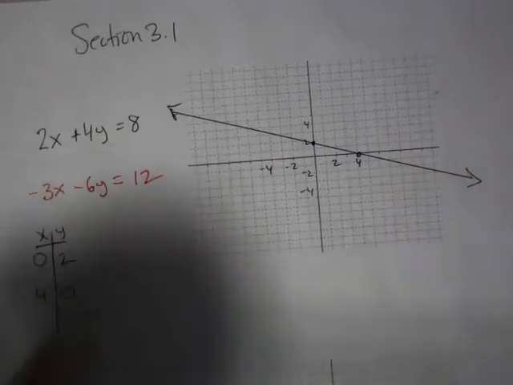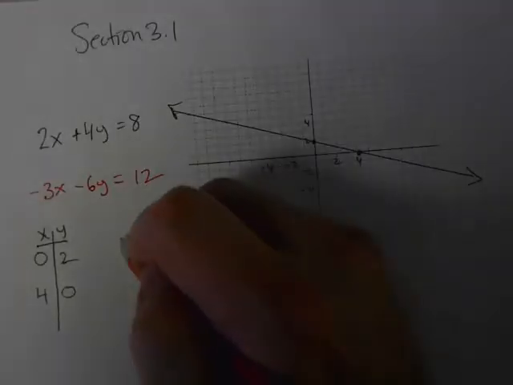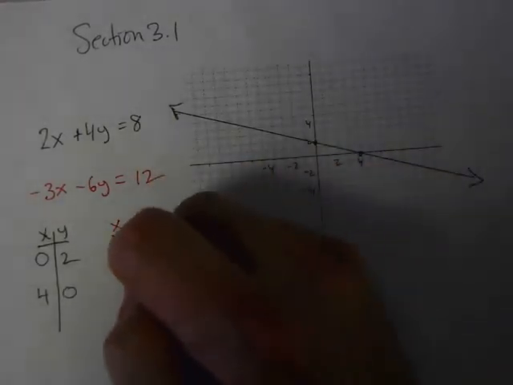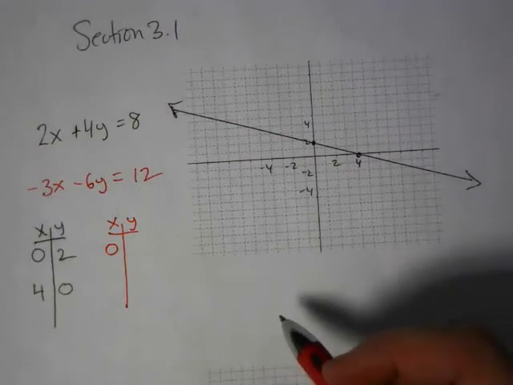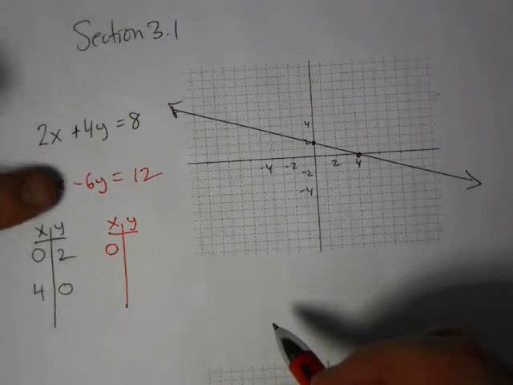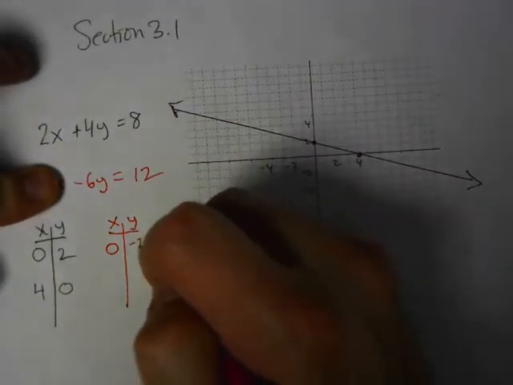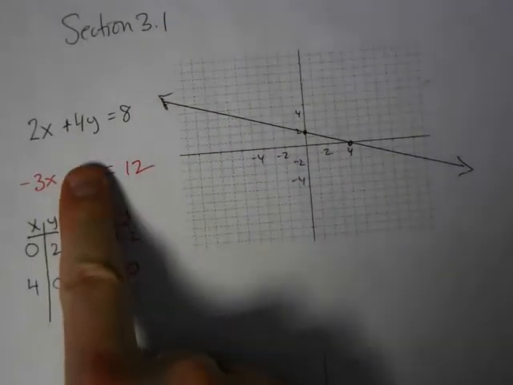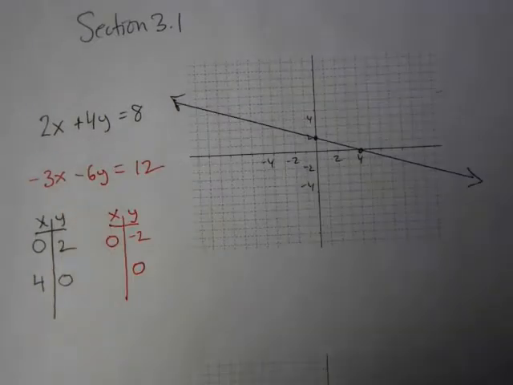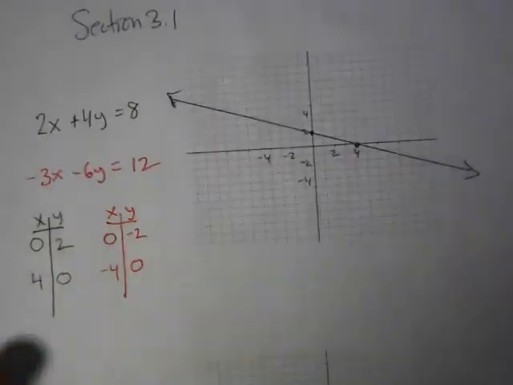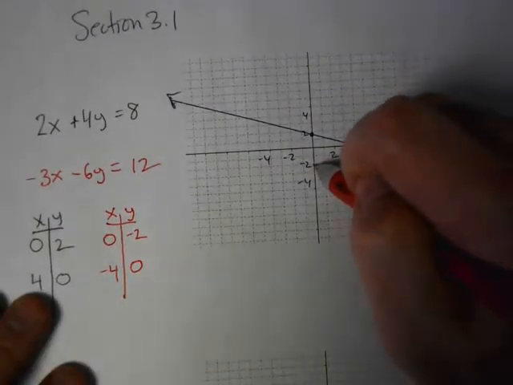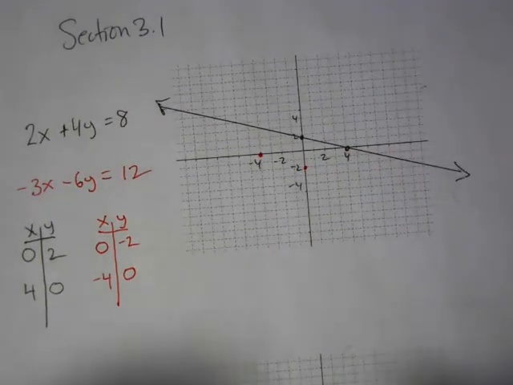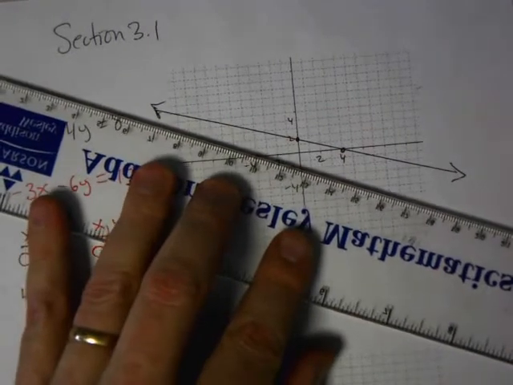And then I'm going to do the exact same thing for the red line. Plug 0 in for x. Y is negative 2. Plug 0 in for y. X has to be negative 4. So I have 0, negative 2. And I have negative 4, 0. And something interesting happens. Well, at least I think it's interesting.